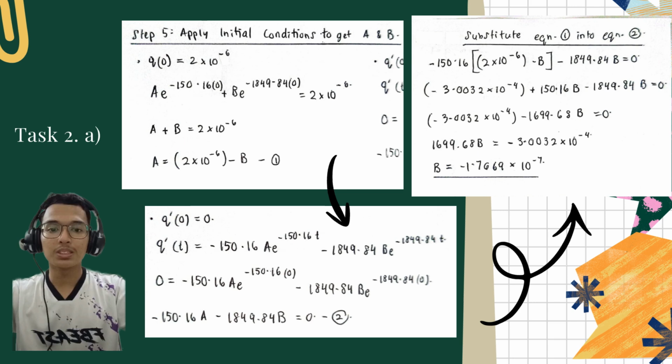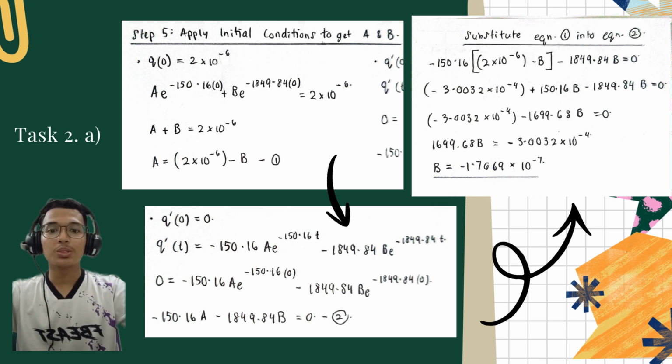So for the first initial condition, we get the first equation. For the second initial condition, we need to differentiate the original equation first and rearrange it in order to get the second equation. After that, substitute equation 1 into equation 2.